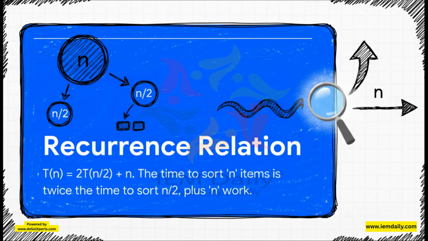The second part is the work we do on each level, which, as we just saw, is n. Now, for all you math fans out there, there's a really formal way to write this down, called a recurrence relation. It looks complicated, but all it's saying is that the total time to sort n things is just 2 times the time it takes to sort half that many things, plus the time it takes to do that n-sized merge at the end.